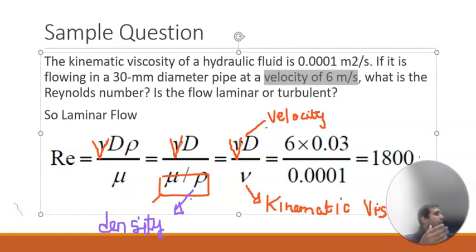It's closer to laminar, but it might be a little bit of turbulence there. If it is 3900, it's a little bit laminar, a lot turbulent, but we still don't know if it's 100% turbulent or not. More than 4000 is 100% turbulent. Less than 2000 is 100% laminar. Between these two values, it's a bit confusing. It's laminar or turbulent.